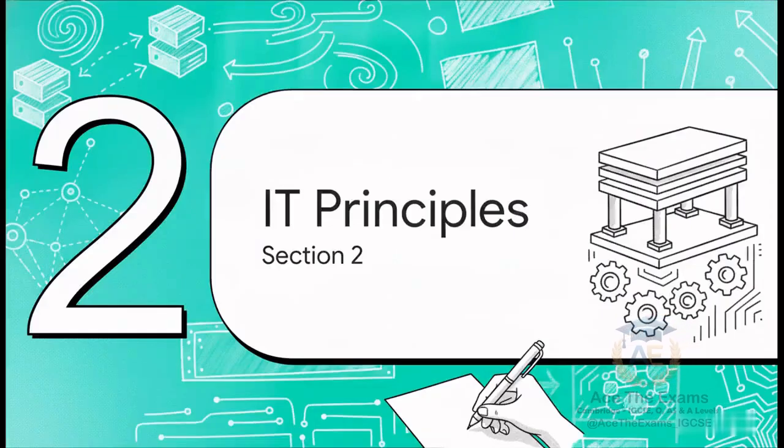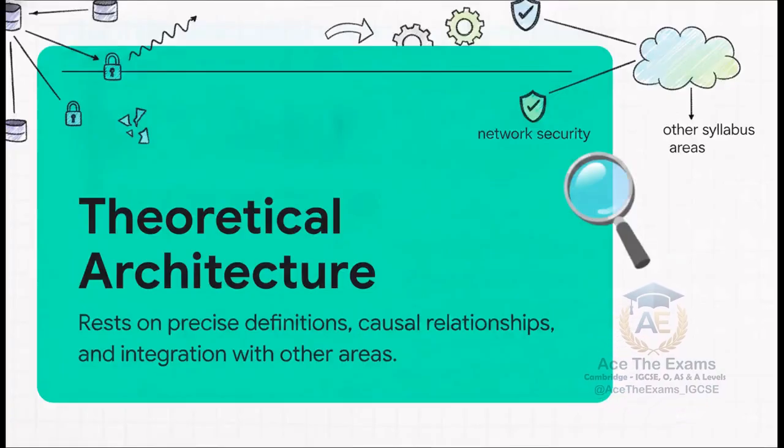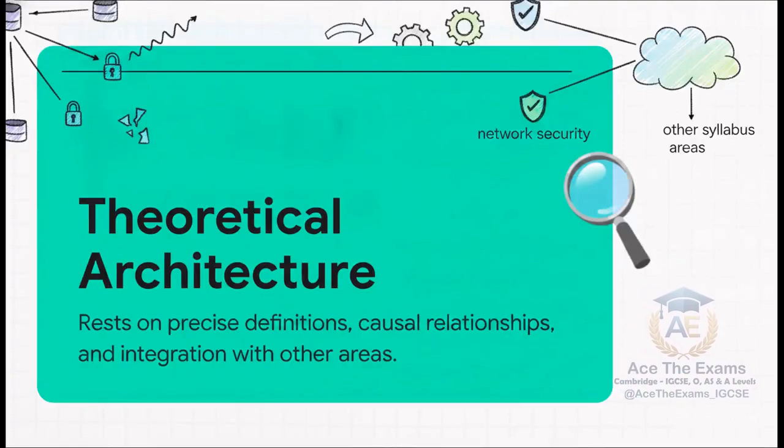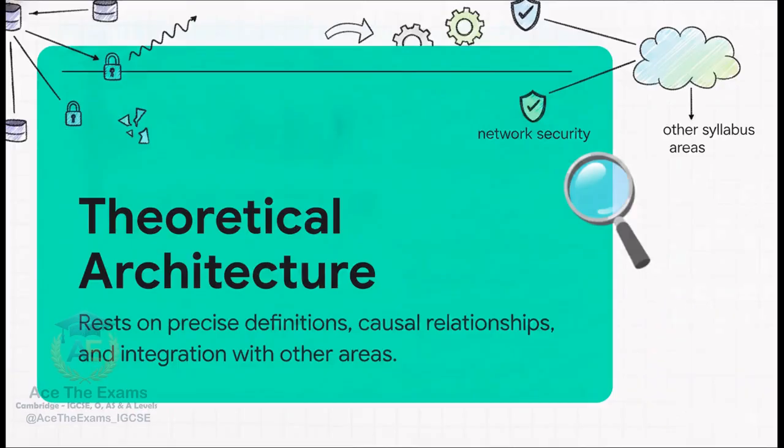Moving right along to Section 2, IT Principles and Frameworks. The absolutely crucial point here is understanding the theoretical architecture. The syllabus is clear that packet switching doesn't exist in some isolated vacuum. It rests on precise definitions, yes, but more importantly, it relies on causal relationships and integration with other syllabus areas. The principal examiner reports explicitly highlight that candidates who reference cross-topic connections achieve significantly higher marks.